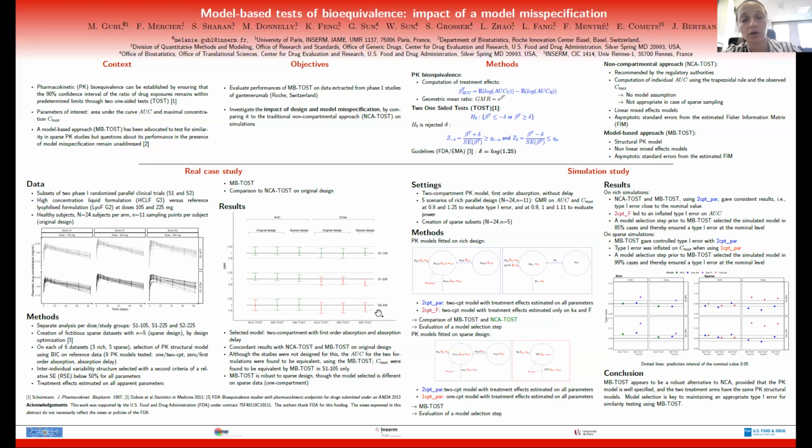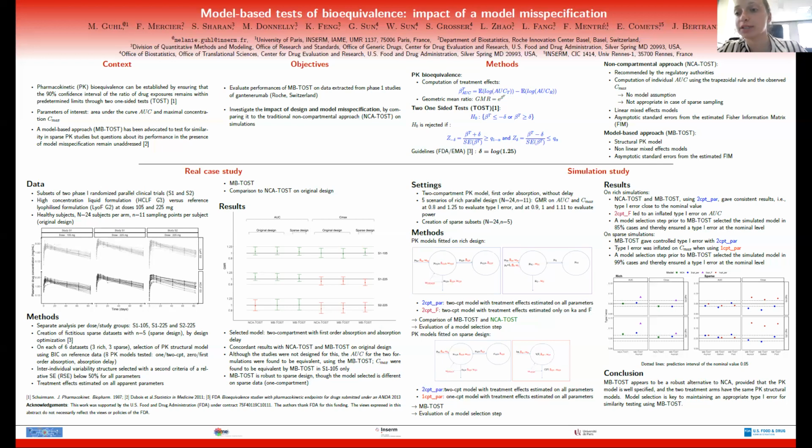In red, the bioequivalence is not assessed. In green, it is assessed. So the results of MB TOST are robust, even though the PK model selected was not the same on the rich data and on the sparse data. So we wanted to further investigate that. That's why we performed a simulation study.